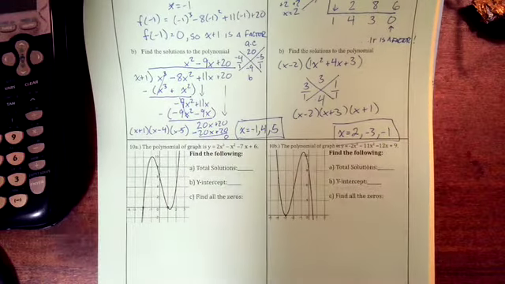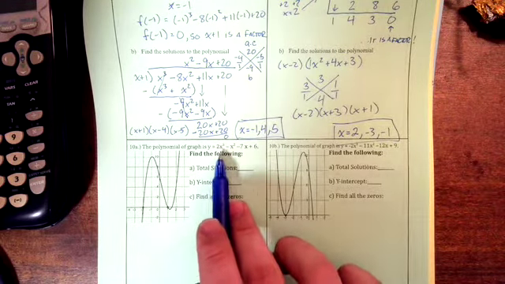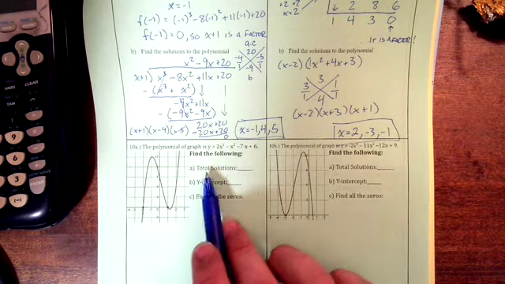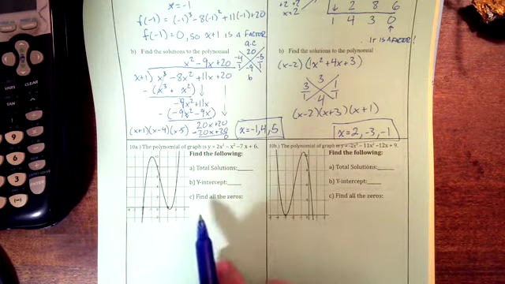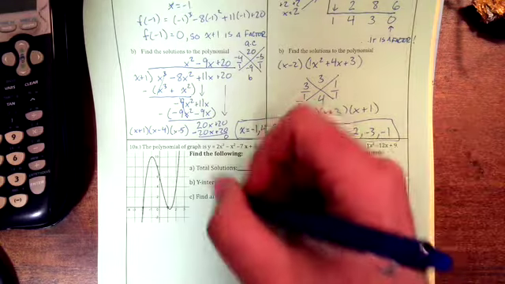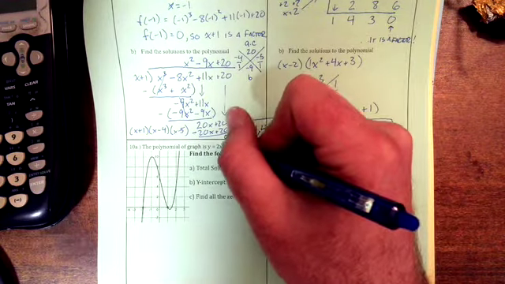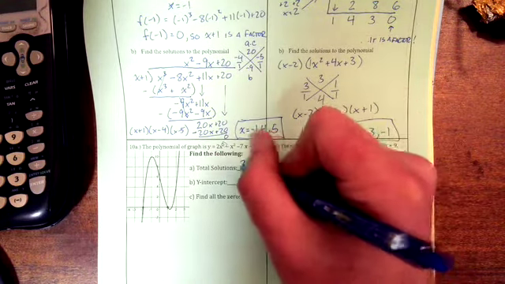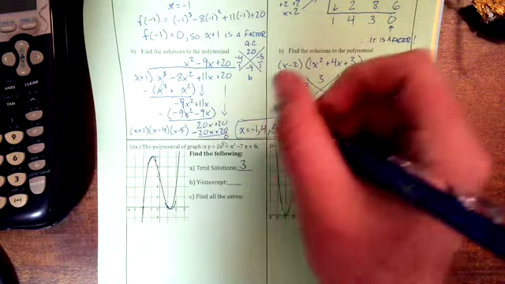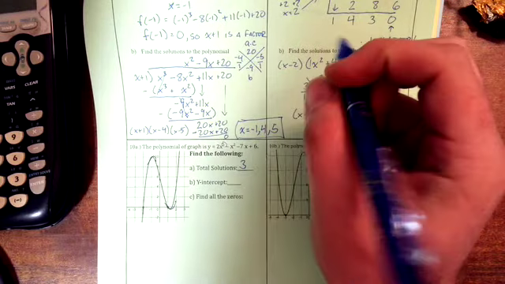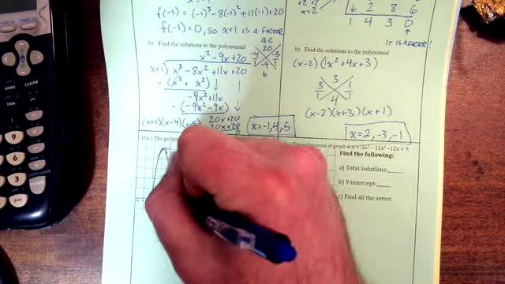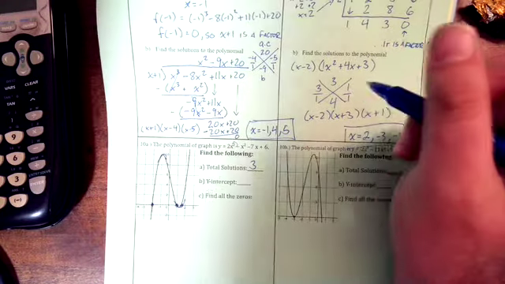10a, the polynomial of the graph is y equals 2x to the third power minus x squared minus 7x plus 6. So find the total number of solutions, the y-intercept, and all the zeros. So the total number of solutions, we should have 3 solutions because it is the third power. We also have 2 turns, 2 changes of direction, 2 bends in the graph, plus 1 makes 3. I also see 1, 2, 3 real roots.